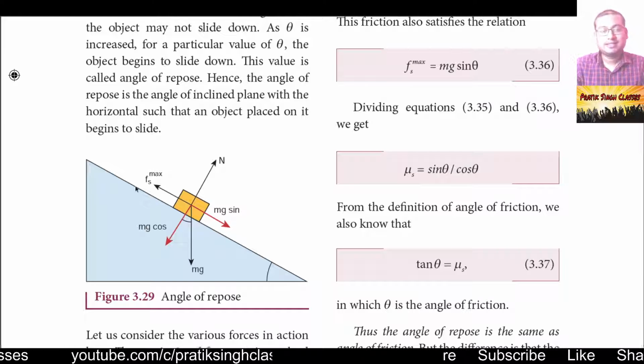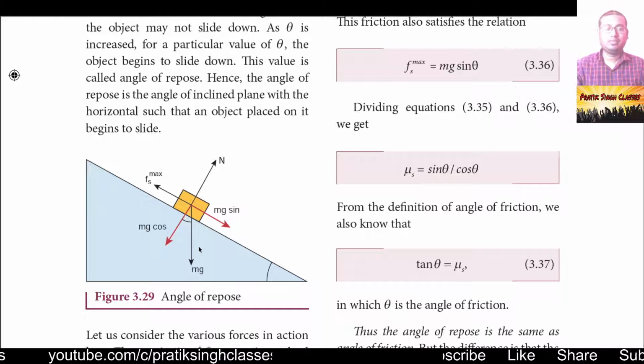Here the axes are chosen in such a way that the x-axis lies parallel to the inclined surface and the y-axis lies perpendicular to this inclined surface. Here the angle of inclination is theta. Once we resolve this mg into its x and y components, we do not have to look at mg anymore, we just have to look at its components.